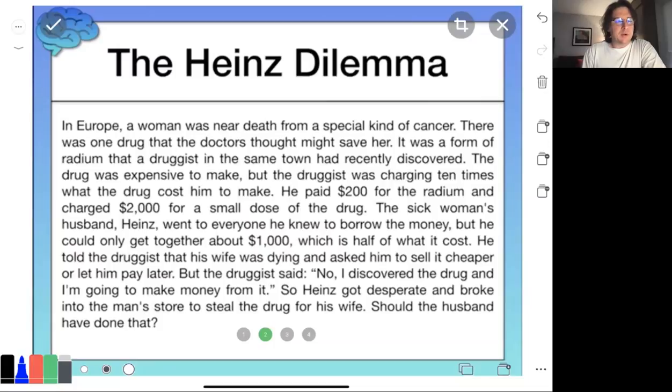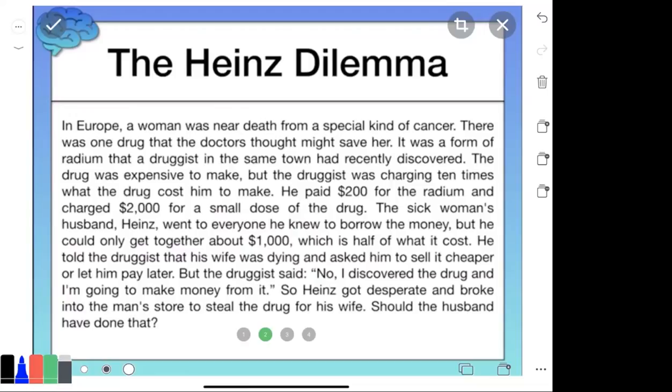Okay, got quite a few yeses, a couple nos. All right, a lot more yeses than we have nos. Interesting, right? Because one of the things we learn at a young age is that stealing is bad, right? So what are some of the reasons you have for why you think he should have stolen the drug or not? Or at least if it was right for him to steal the drug for his wife, or why do you think it was wrong for him? Anybody care to jump in and talk?